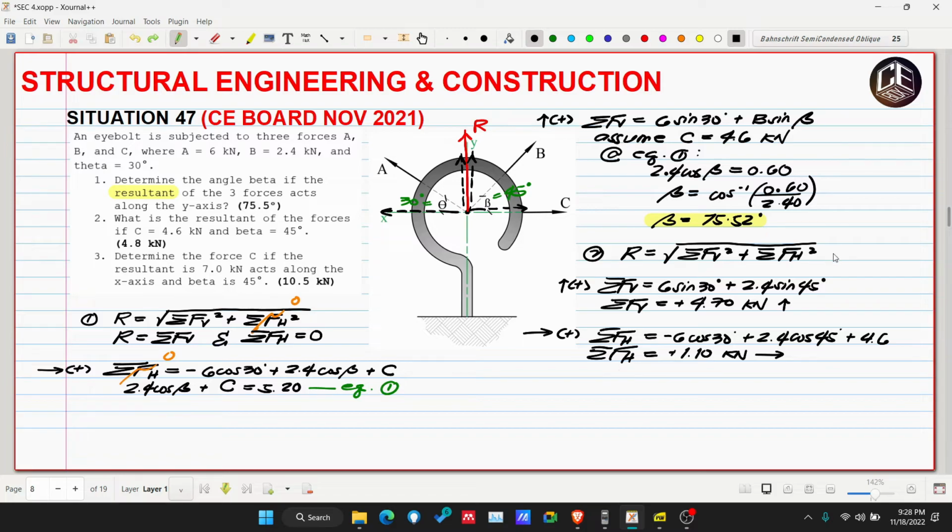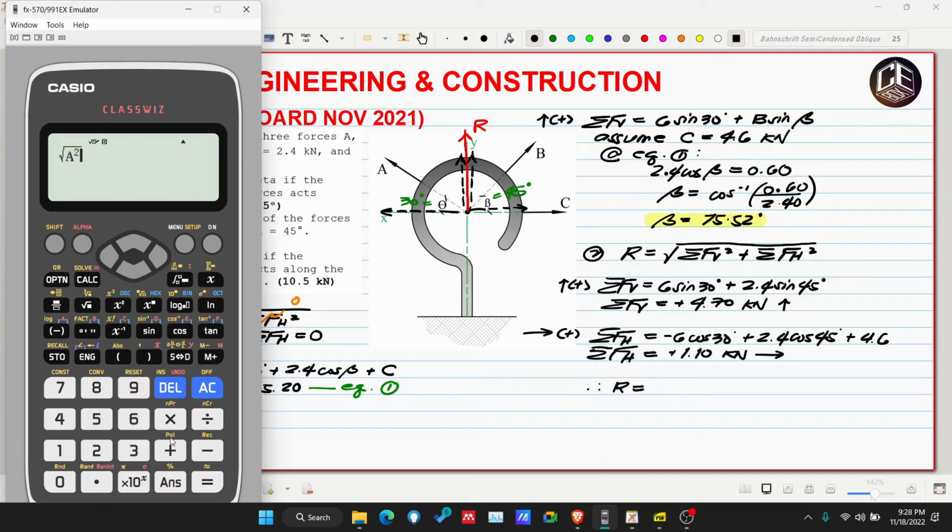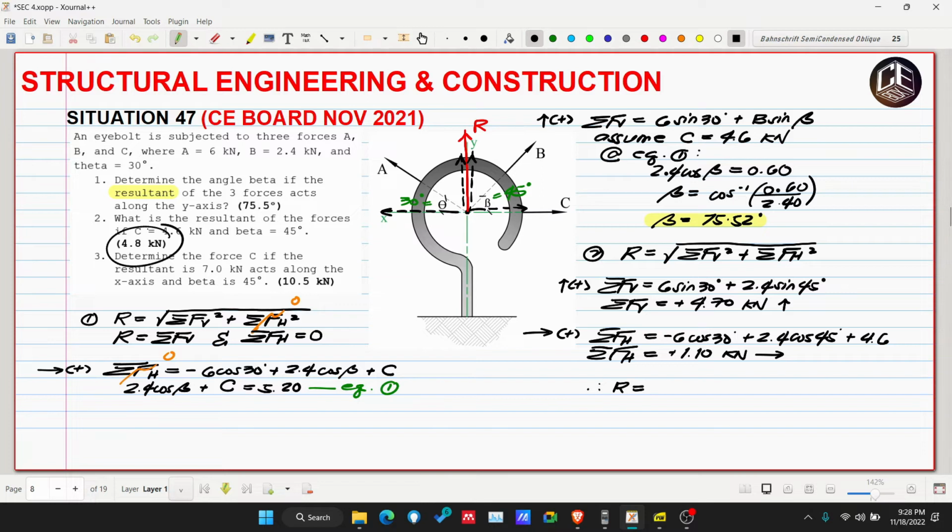So now we can solve for our R. Therefore, R is equivalent to the square root of A squared plus B squared. Our A is 4.7, FH is 1.10. So 4.83 kilonewton. Actually, this is still incomplete. If I were the examiner, I would want a direction too. The direction comes from the summation of FB and the summation of FH. Since this is upward and to the right, our R is upward to the right. Okay, so this is our final answer for the resultant.